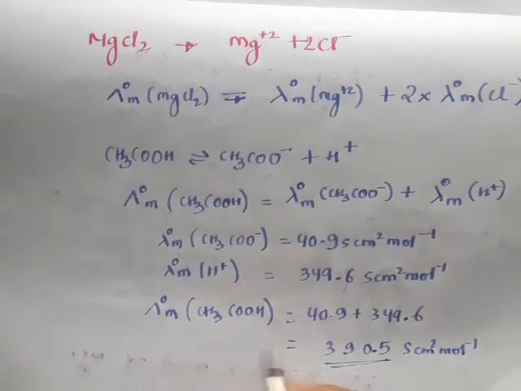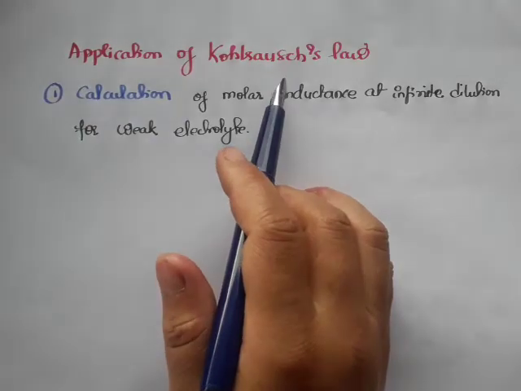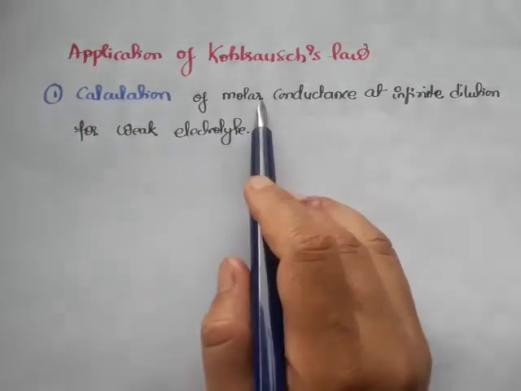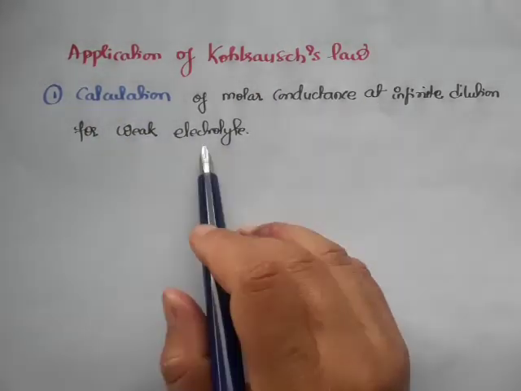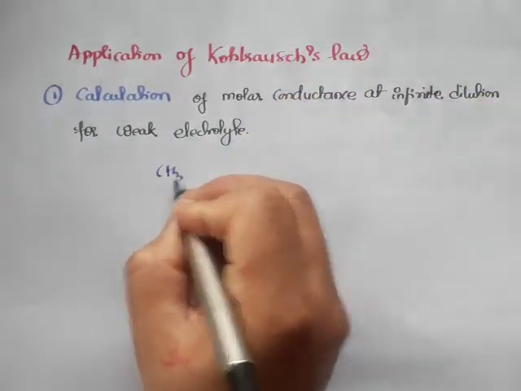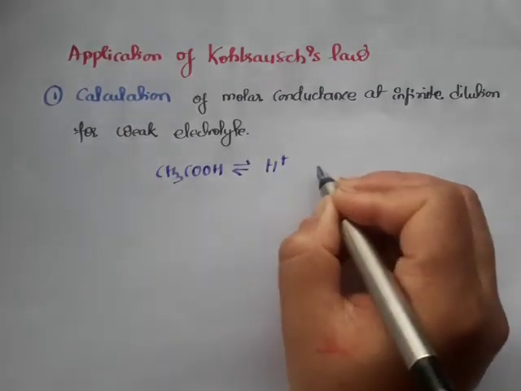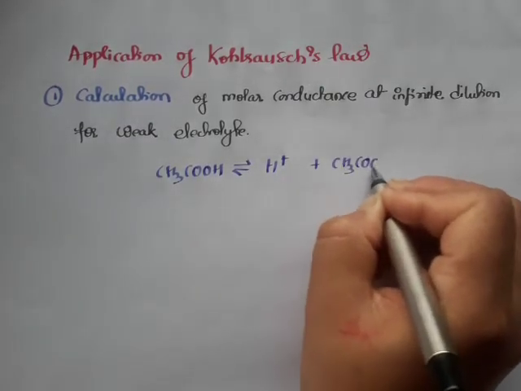Mole inverse. So, this is your lambda naught m for acetic acid. This is how you calculate. Now, let us discuss the applications of Kohlrausch's law. First is to calculate limiting molar conductivity for a weak electrolyte. Let us take an example of a weak electrolyte, acetic acid. It will dissociate as H plus and CH3COO minus, right?